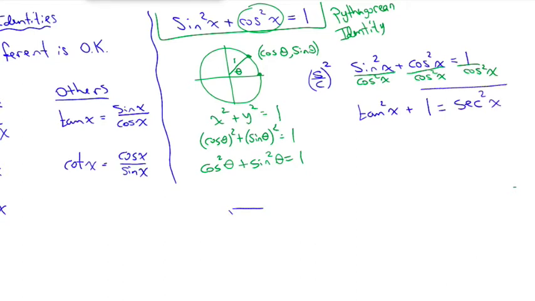So you get this trig identity, a Pythagorean identity: tangent squared plus 1 is equal to secant squared. So if I saw tangent squared plus 1 someplace, I can turn around and replace it with secant squared. If I saw secant squared minus 1, I can replace it with tangent squared.